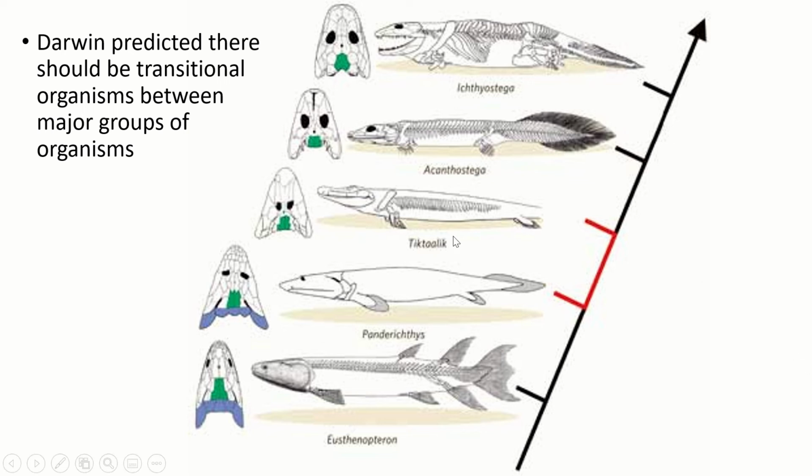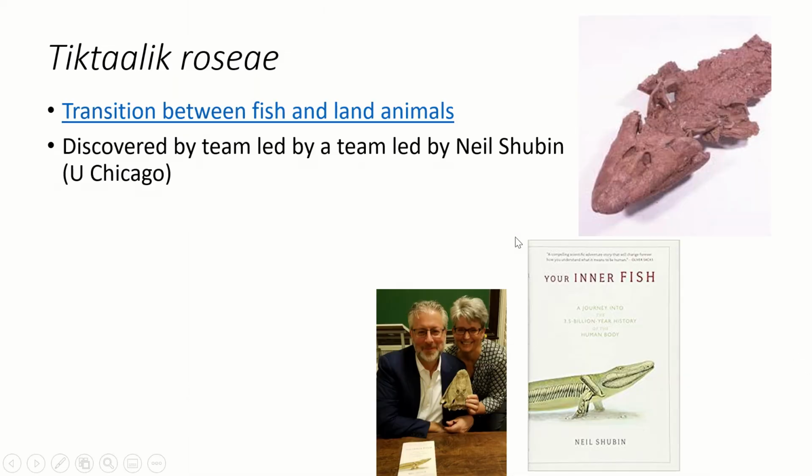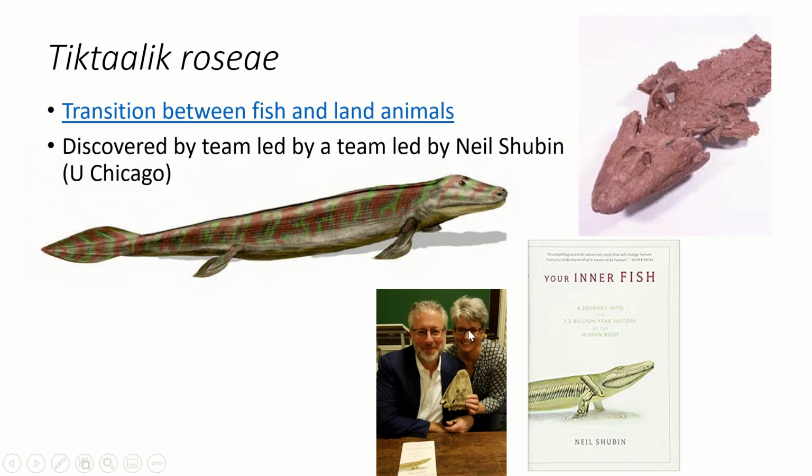One of the most important is this one right here, Tiktaalik roseae. It was discovered by a team led by this man, Neil Shubin. He works at the University of Chicago. This is me with Neil Shubin with a cast of the Tiktaalik's head, and this is the actual fossil of Tiktaalik that they were able to find. And this is an artist's rendering of what Tiktaalik would look like.